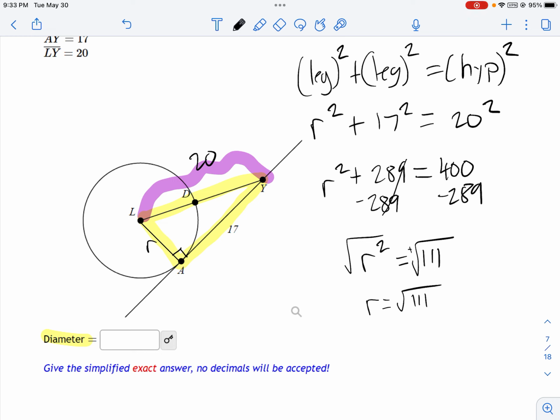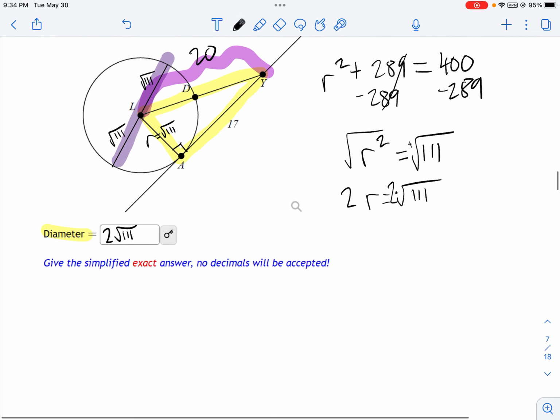Okay, so now we know the radius equals the square root of 111. Well, how does that help us? Remember, a diameter is 2 times the radius. We just found the radius. This section is the square root of 111, and that section's the square root of 111. How many radii does it take to create a diameter? 2 of them. So all you do is take the radius and multiply it by 2. When you do that, we just get 2 square roots of 111. Done. Finished.